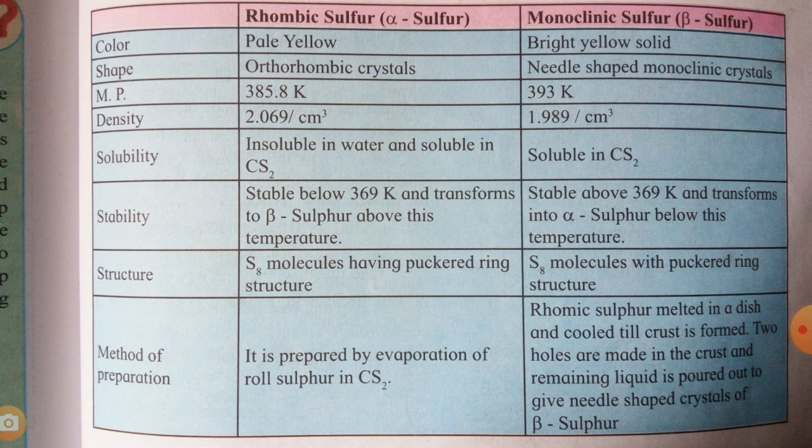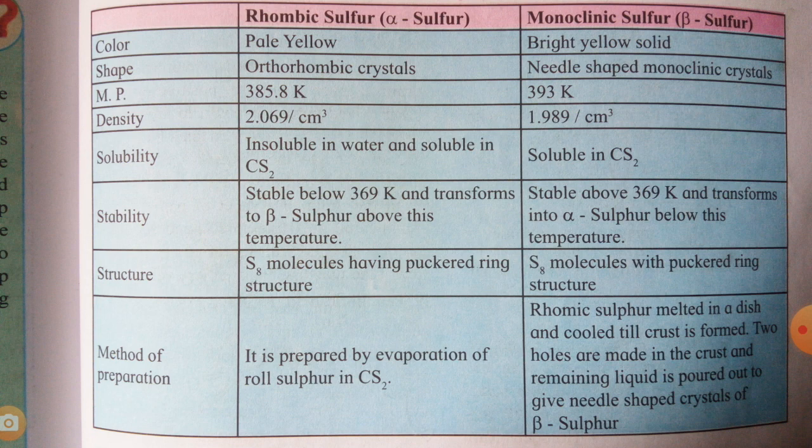Solubility: rhombic sulfur is insoluble in water and soluble in CS2. Monoclinic sulfur is soluble in CS2. Stability: alpha sulfur is stable below 369 and monoclinic is stable above 369. Structure: in both, it is an S8 molecule having a puckered ring structure.